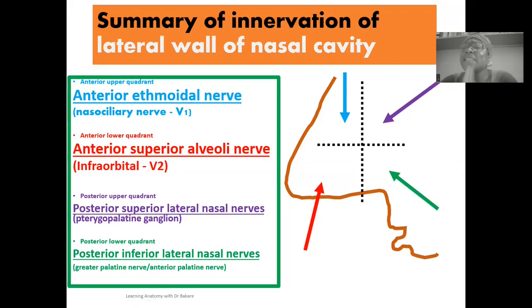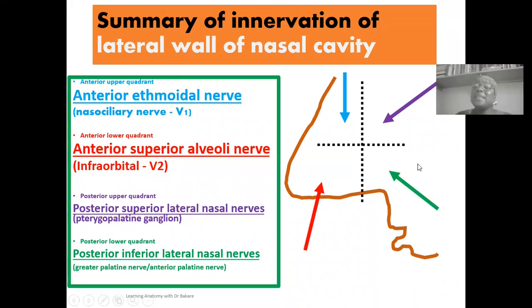And the greater palatine nerve is also a branch of the pterygopalatine ganglion. So you see that the greater palatine nerve will first emerge from the pterygopalatine ganglion before giving off branches as the posterior inferior lateral nasal nerve, that will then be seen to innervate the posterior inferior part of the lateral wall of the nasal cavity. So that's how it goes, and it's good for us to be able to establish this. And the greater palatine nerve can also be referred to as the anterior palatine nerve.